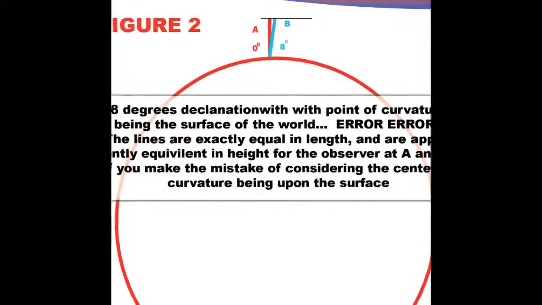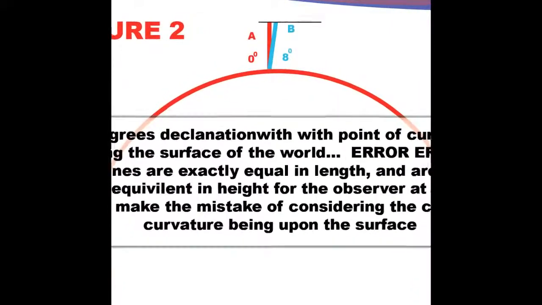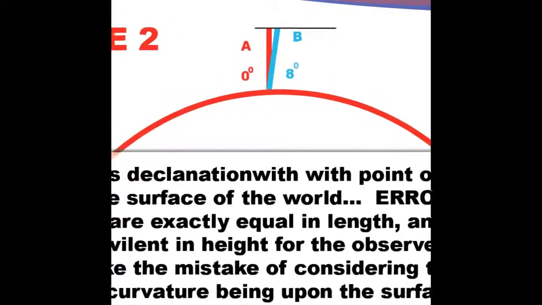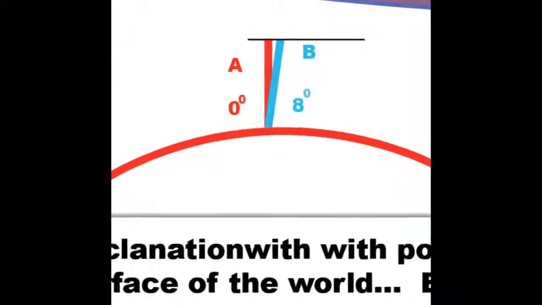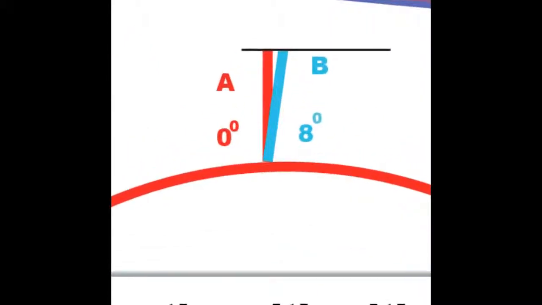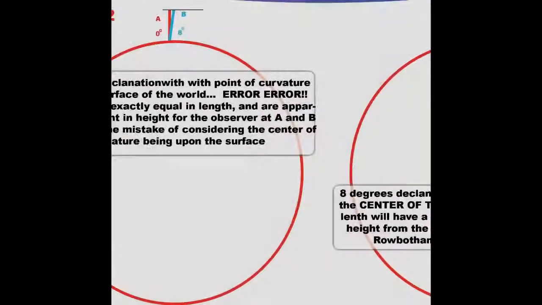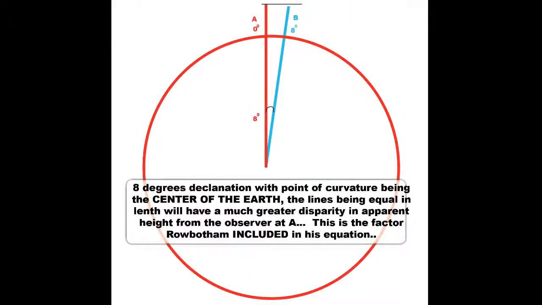A degrees declination with the point of curvature being the surface of the world. Error, error. Now these two lines are exactly equal in length and appear apparently equivalent in height for the observer at point A and B, if you make the mistake of considering the center of curvature being upon the surface. On the right-hand side, 8 degrees declination with the point of curvature being the center of the Earth, the lines being equal in length will have a much greater disparity in apparent height from the observer at A.